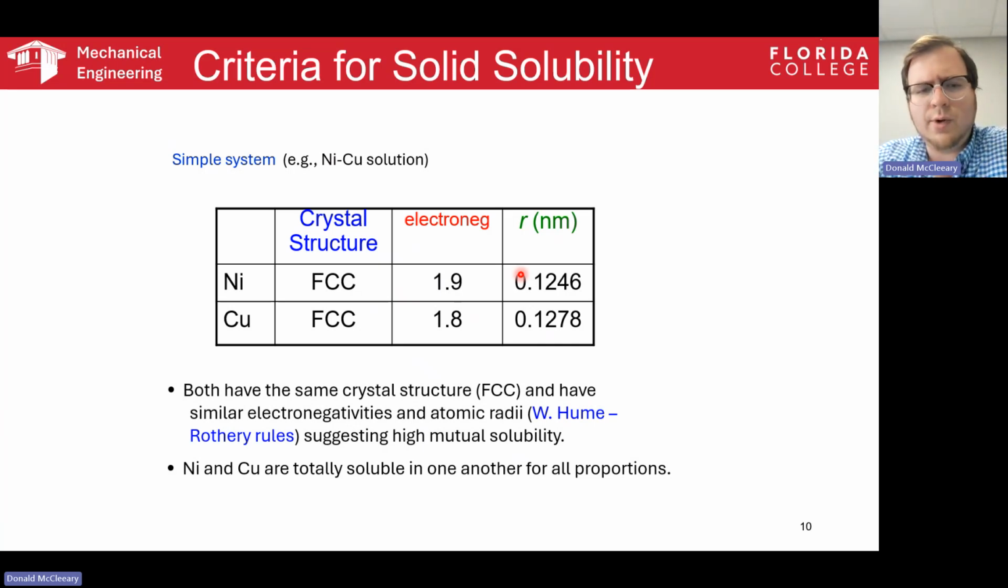And we will remember, this is just a callback to one of our previous chapters where we talked about the Hume-Rothery rules. This is a question of how do we know if we can dissolve one metal into another metal specifically, and that is using the Hume-Rothery rules. So mainly looking at crystal structure, electronegativity, and the relative radius.